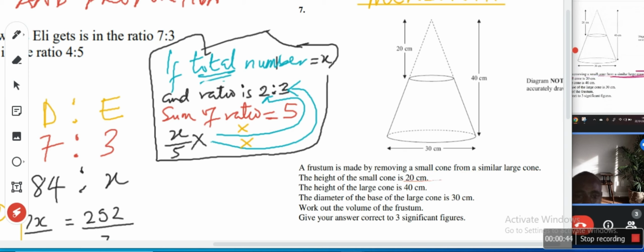The height of the small cone is 20 cm. The height of the large cone is 40 cm. The diameter of the base of the large cone is 30. Work out the volume of the frustrum. Give your answer correct to three significant figures.